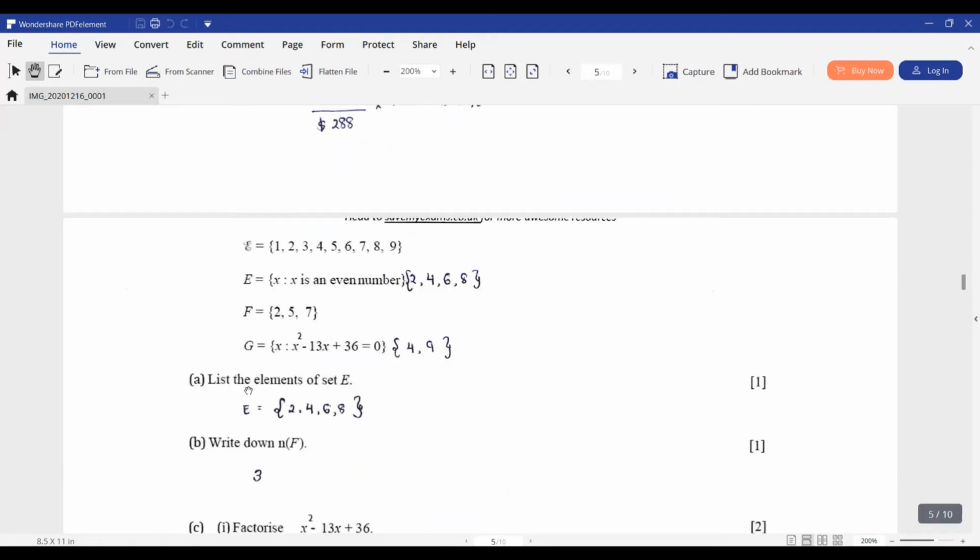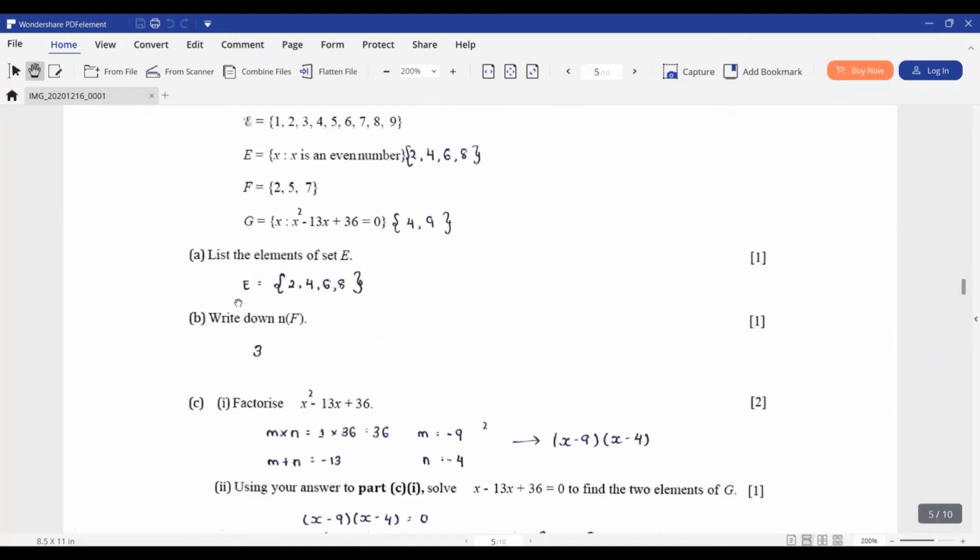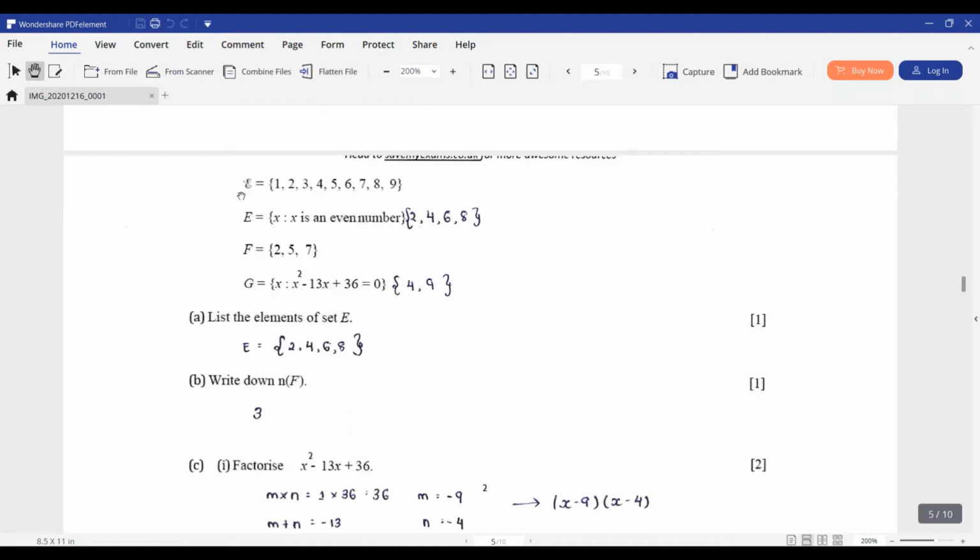Okay, now we come to a question on sets and set notation. Here we have the universal set that has elements 1, 2, up to 9.